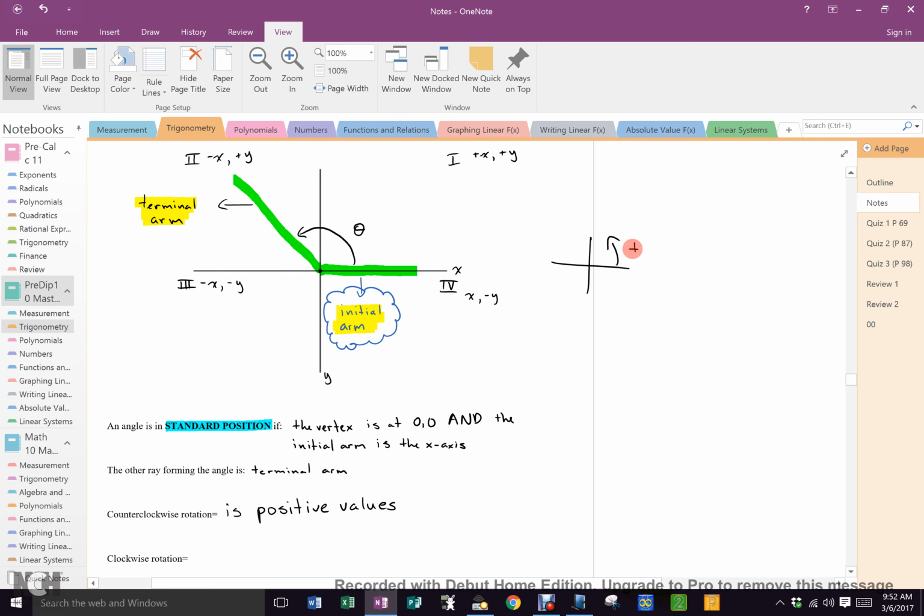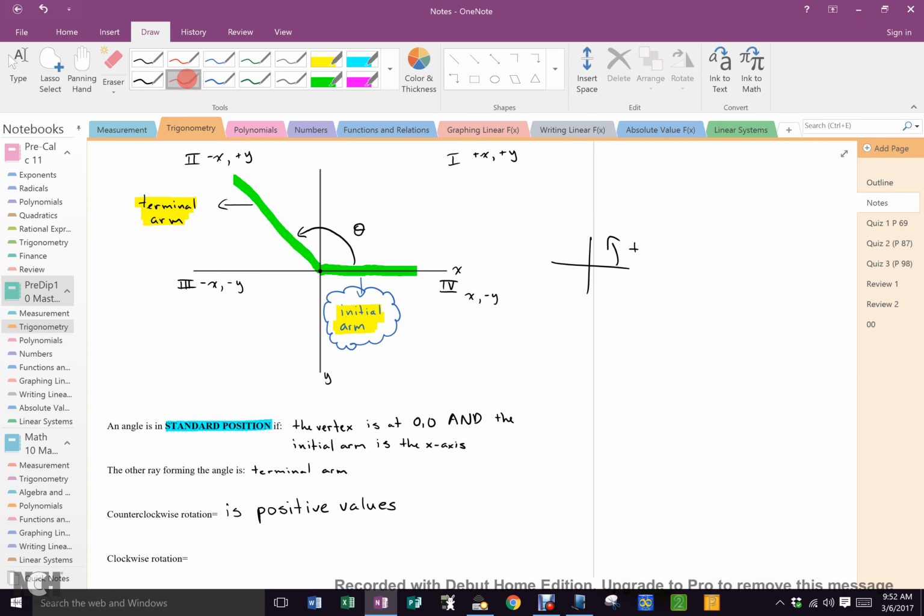Clockwise is negative values. So here's what I mean. You guys are smart kids. I start counting from the initial arm. I went up. I went clockwise, yes? So this angle, theta, is a positive angle. Agreed? What must it be?